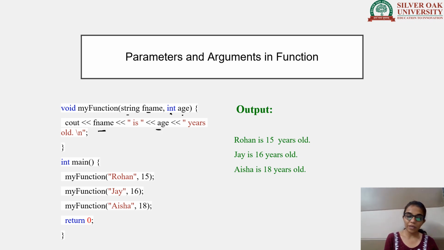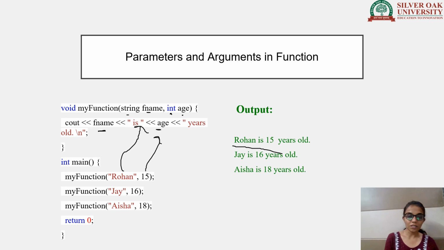Now in main, I have called this function 3 times with 3 different arguments. This is parameters, this is arguments. So myFunction Rohan 15. Now this will go to this part, fname. The output is going to be fname, that is Rohan, then is, then age is passed as 15. So Rohan is 15 years old. That is how it is executed.